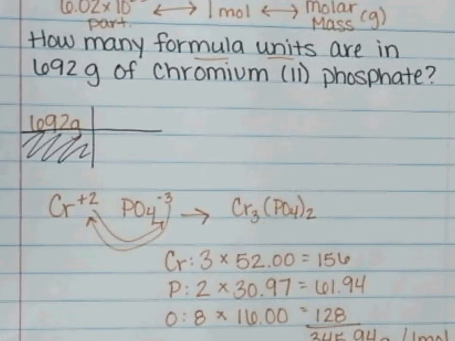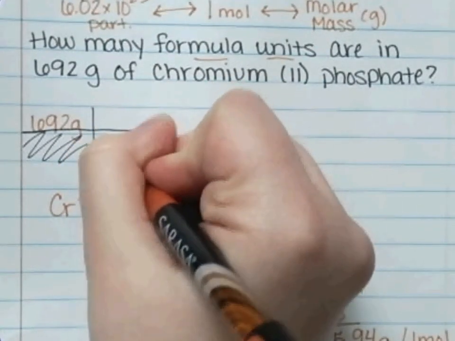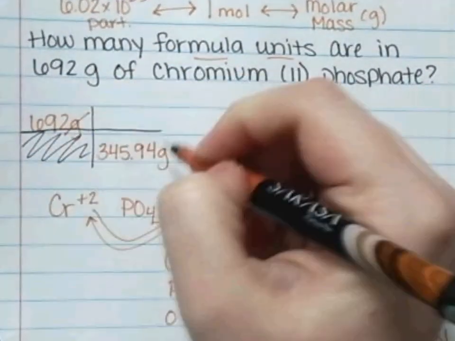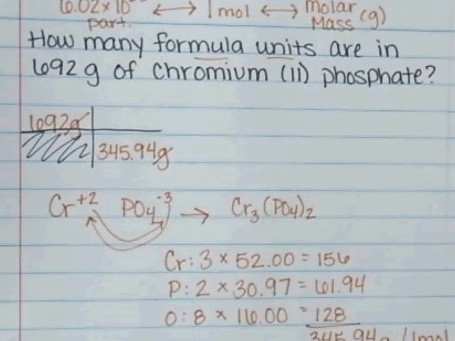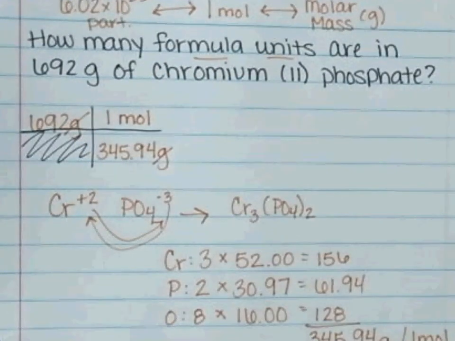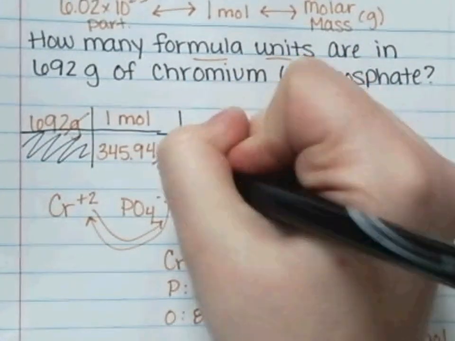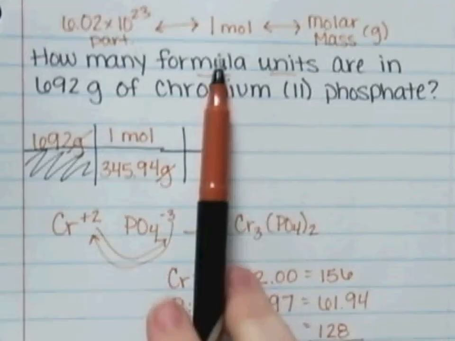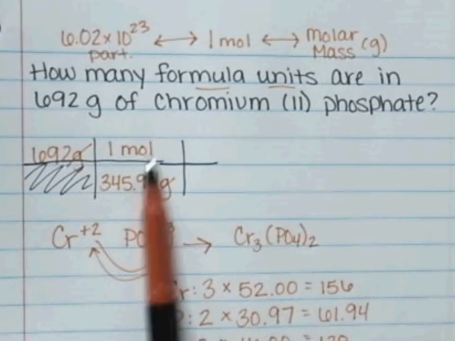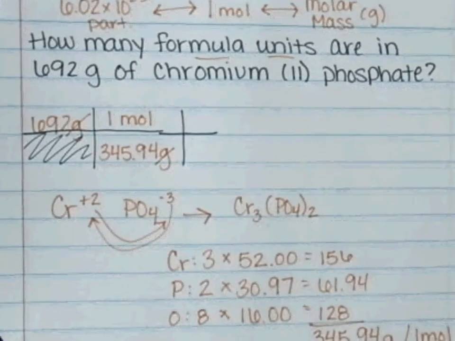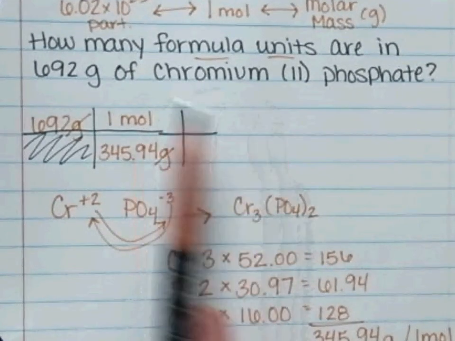So that was a little detour we had to do in order to get to moles. But I actually need that number, or I won't be able to solve the problem. So let's go back up here and look at this. I'm going to take that number I just found, 345.94, and I'm going to put it at the bottom of this next box so that my grams can cancel out. And like we said, this is the number of grams in 1 mole, so I'm going to put 1 mole at the top. And that was my first step. But if you read the problem, it's not asking for the number of moles, it's asking for the number of formula units. So I need to continue to my next step.